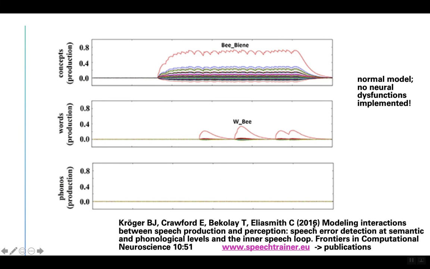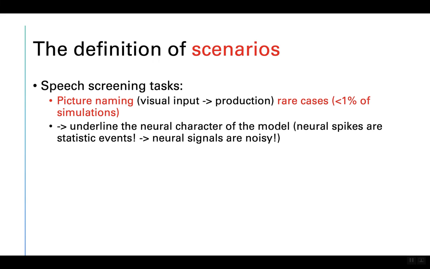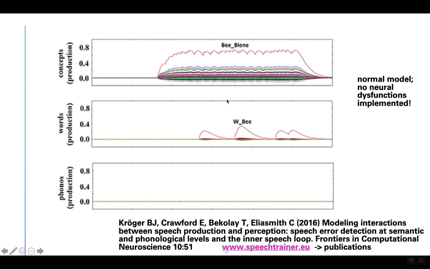So for this, see a different publication from the year 2016. And yeah, going back to this. So why does this happen? The point is that these rare cases underline the neural character of the model. That means that neural spikes are statistical events and neural signals are noisy. So in some cases it may happen that an activation does not fully work.